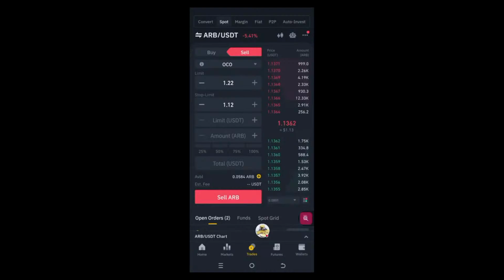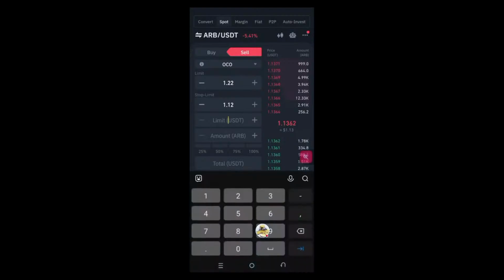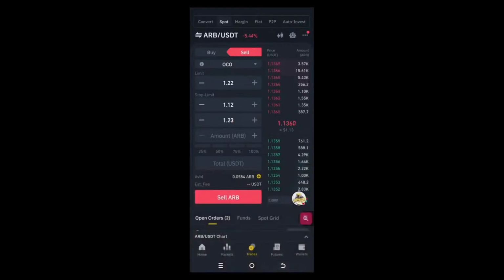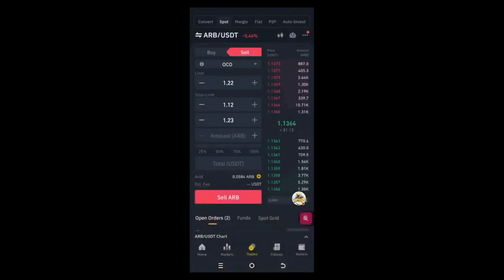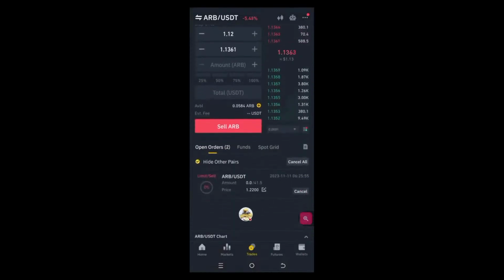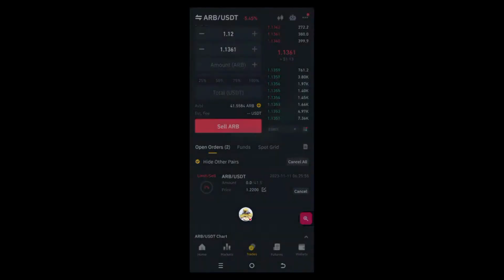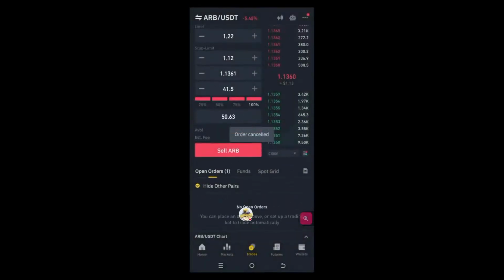So the price is currently that, and you put your limit price here. Maybe you want it to be 1.23, right? Do you understand that? So now you have 3 prices, and then you have the amount of ARB that you have, and then you pick whether it's 100% or whatever. Don't forget that's currently in the trade. So maybe just for the sake of this, I should cancel that so that you can see what I'm saying. Don't forget what I put here is 1.22.